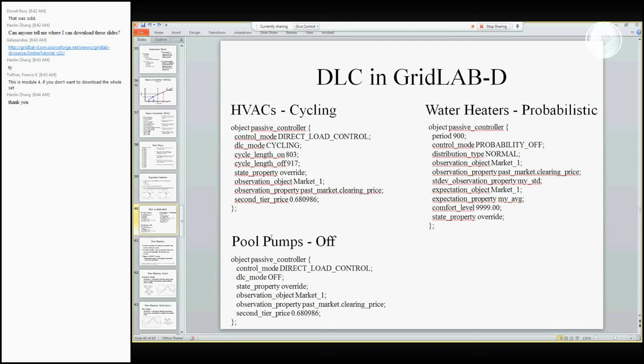So again, this is a fairly simple model, but it allows us to do some very easy on-off type of control.